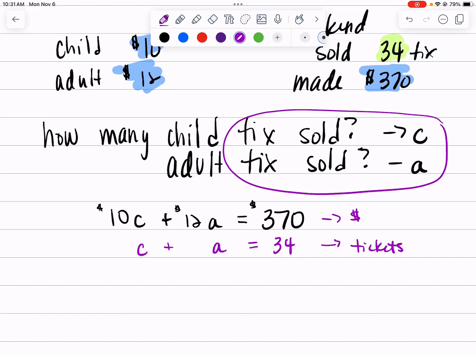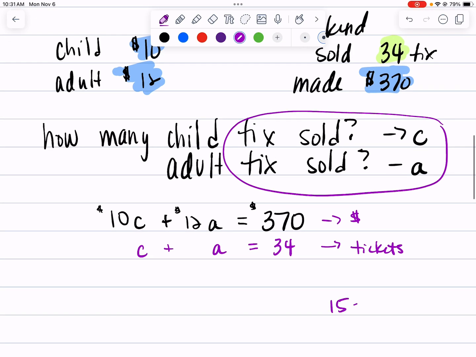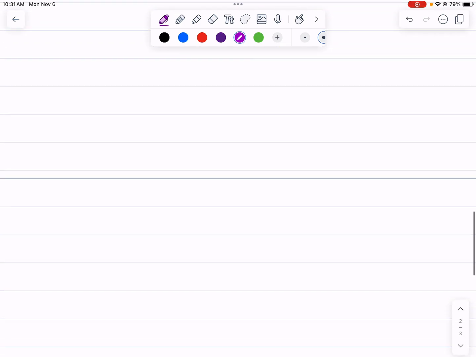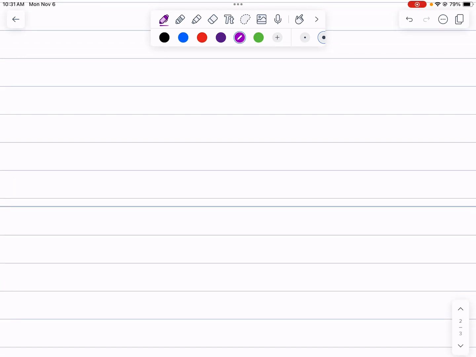They each have their own type, and that's what you would move through. I believe if you solve this one out, you get 15 for C and 19 for A. So that's something to consider. The last one can be a little tricky because it seems so simplistic.